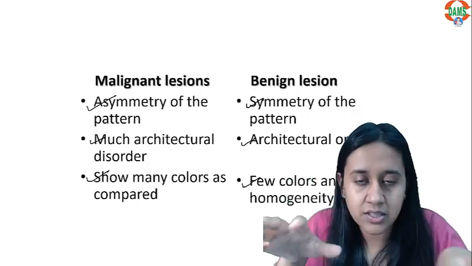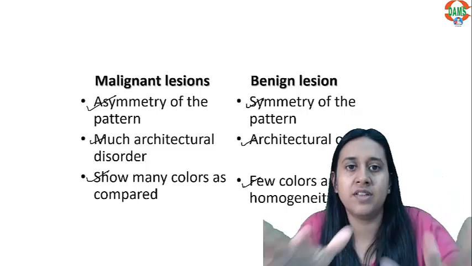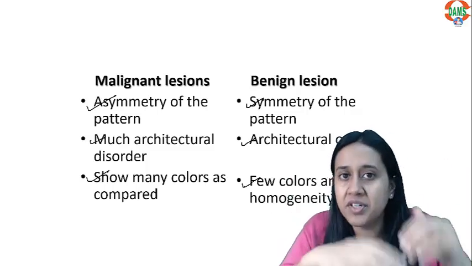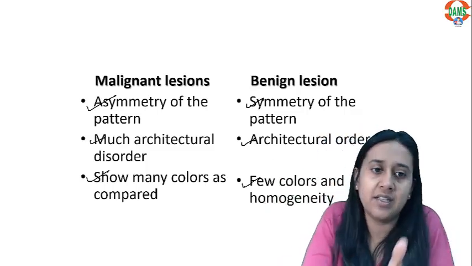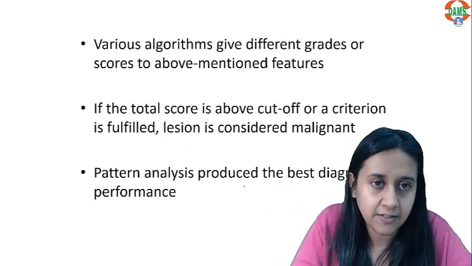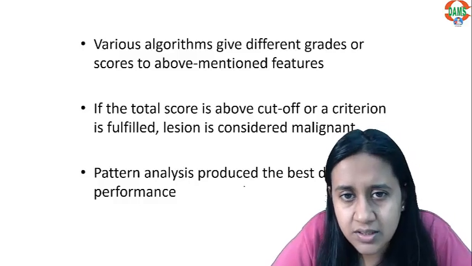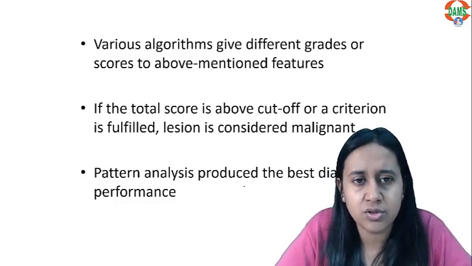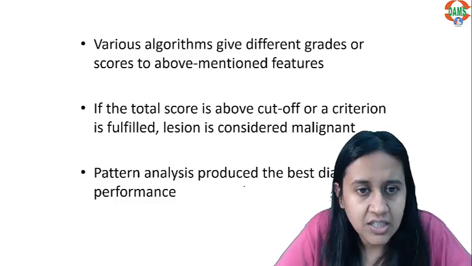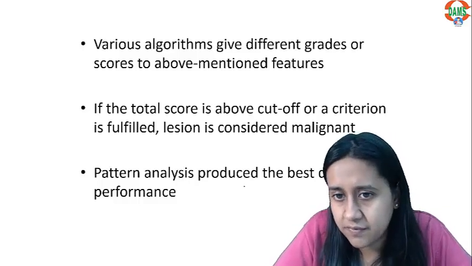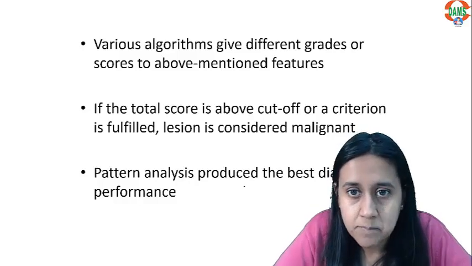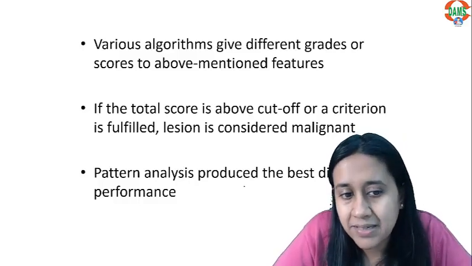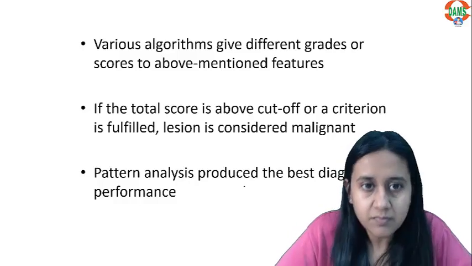So whenever you see a pigmented lesion, you have to make sure whether it is because of melanocytes or not. And if you find that it is because of melanocytes, the next thing is you check whether it is malignant or benign. We have various algorithms which give different grades or scores to the above mentioned features. If the score is above the cutoff or the criteria is fulfilled, the lesion is considered malignant. Pattern analysis produces the best diagnostic performance.